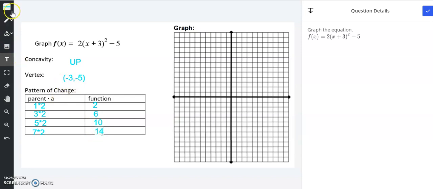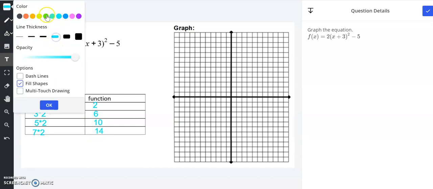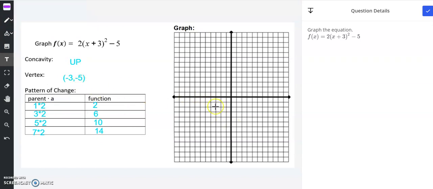So let's graph our vertex. I'm going to open up a bit, we'll make it a little bit brighter too. So our vertex is -3, -5. I'm going to go down first. 1, 2, 3, 4, 5. 1, 2, 3. So boom. Let me get my bigger one. There we go. That's our vertex.